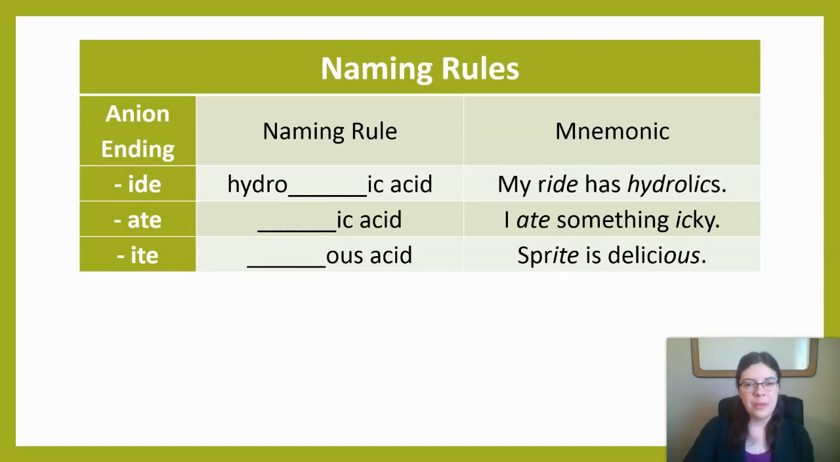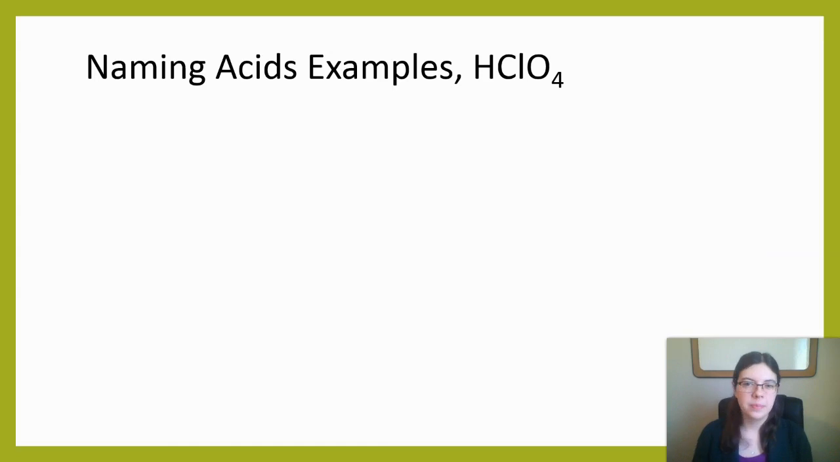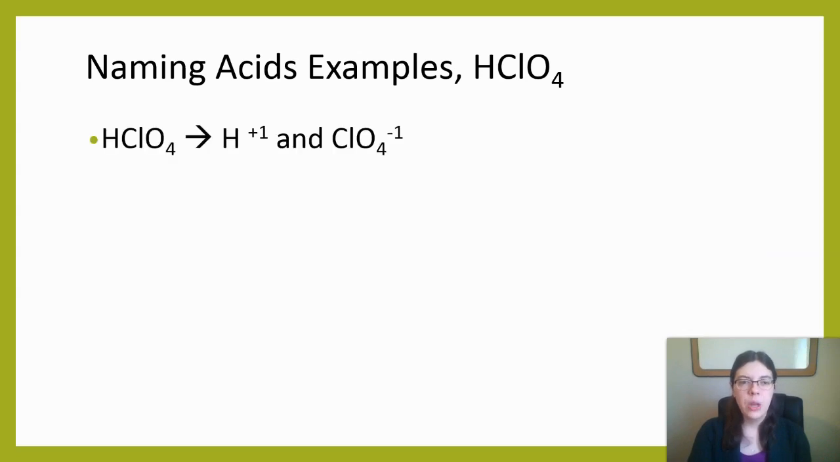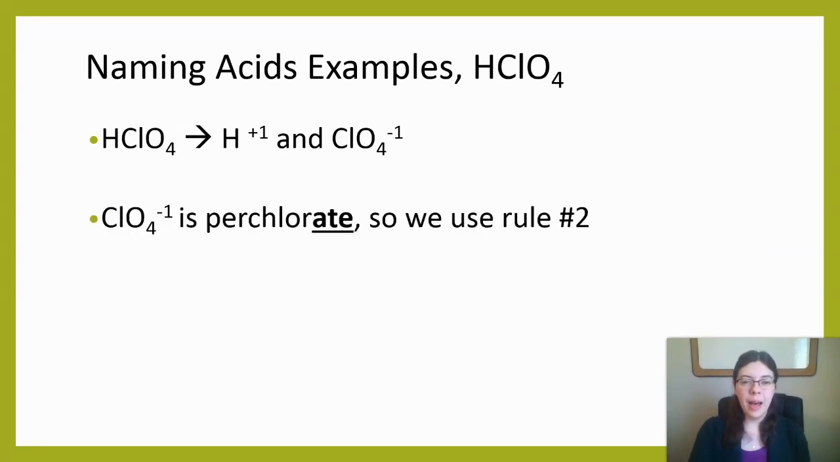So let's go ahead and do some examples. If we look at this one, HClO4, I'm going to split it into the two different ions we have. So we have a hydrogen ion, and then we have the ClO4 minus 1. Now, ClO4 minus 1 might not be a very common one, but if you look it up, it is known as perchlorate.